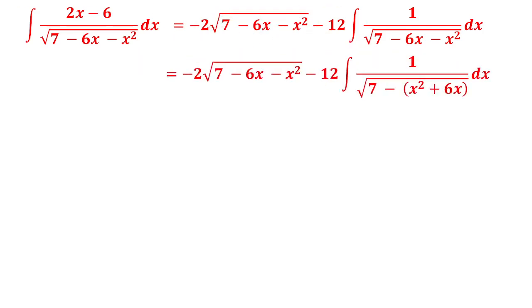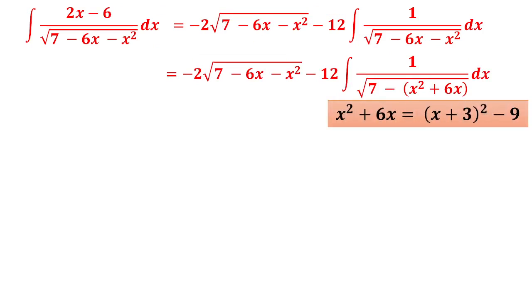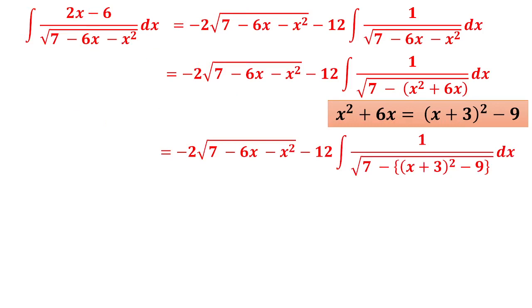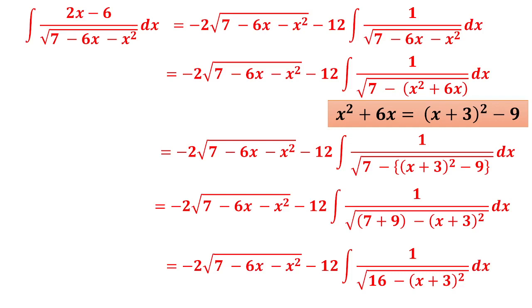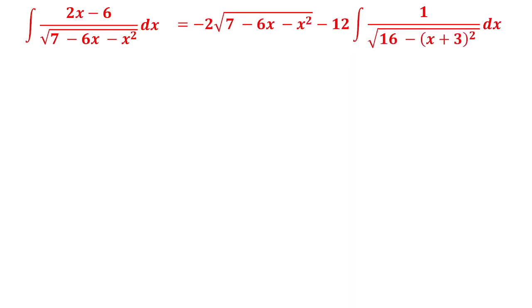Now for that, be careful. There is a minus sign for x square, and that has to be taken outside. X square plus 6x can be written as (x plus 3) the whole square minus 9. Be careful: minus of minus sign is plus 9. Therefore 16 will come out. Here only most of you will make a mistake. 7 plus 9 will be there, not 7 minus 9. Therefore this is 16 minus (x plus 3) the whole square.